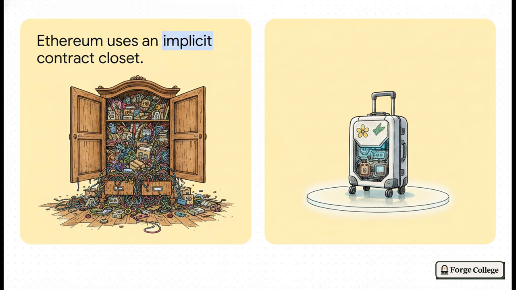It's kind of like packing your bags to move to a completely new planet. On Ethereum, everyone's luggage was just thrown into one giant implicit contract closet. You tossed it in, the contract sorted it out. But on Solana, every single user gets their own specific, individually addressed suitcase. And yes, keeping track of all those individual suitcases definitely requires a bit more upfront planning, but it unlocks an entirely new level of throughput.